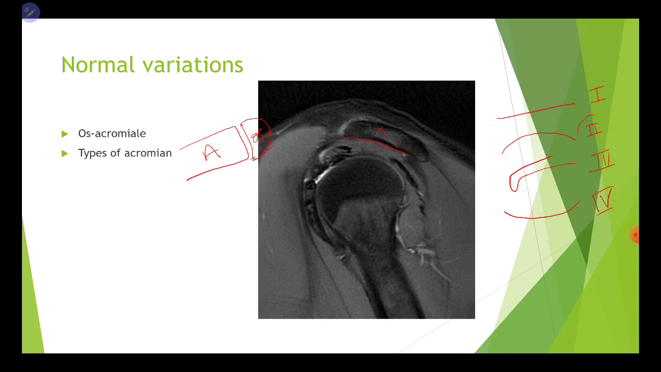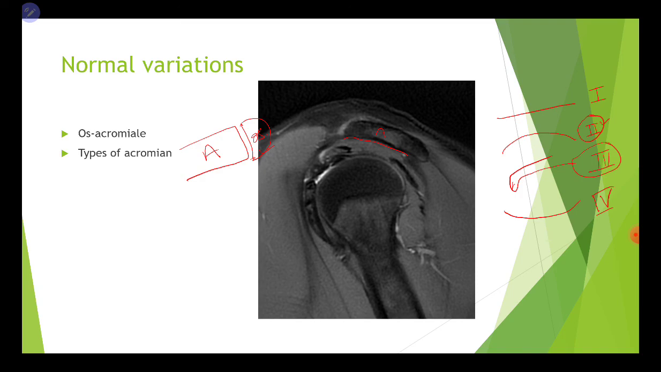Type 2 is the most common subtype of acromion, and type 3 is most commonly associated with impingement syndrome. So if a type 3 acromion is there, there are high chances that the patient might have impingement symptoms. Whereas type 2 is the most common subtype that is seen in the normal population.